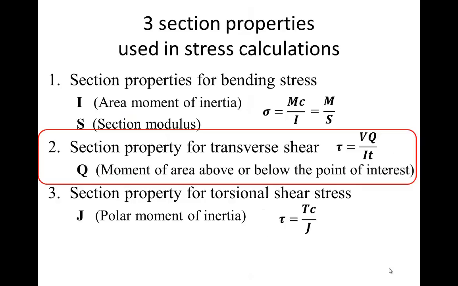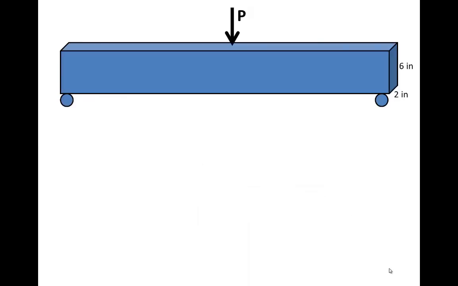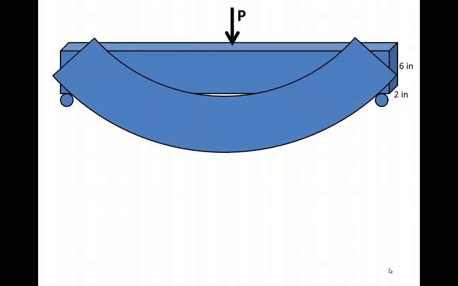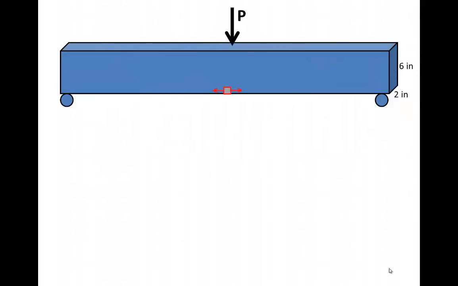Now let's review item number 2 in our agenda, the section property used in calculating transverse shear stress, Q, which is the moment of area above or below the point of interest. Remember our discussion for the rectangular beam loaded at the center of the span? It bends like this, and we determined that the maximum tensile stress occurred here at the middle of the beam along the bottom. We calculated that tensile stress using MC over I.